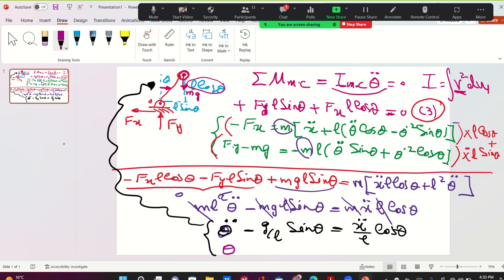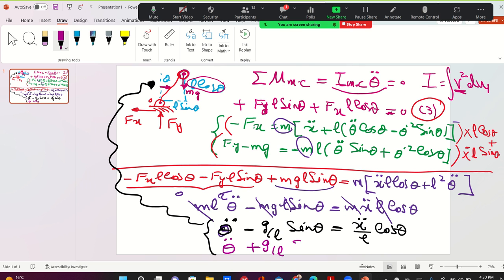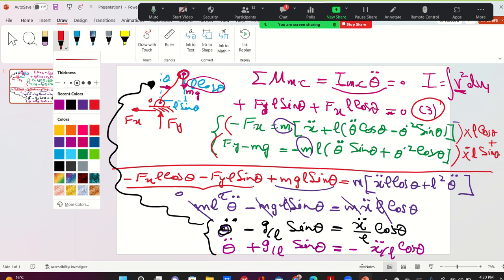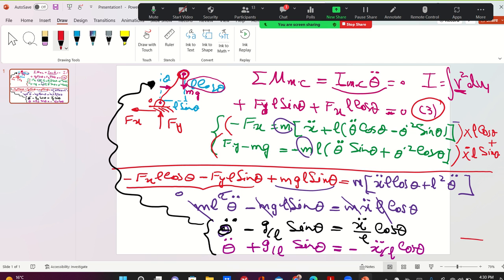Was theta double dot plus G over L sine theta equal to, what was the right hand side? Great. This is the whole story I want to make. This was for the moving pendulum. Here was moving. Okay, that's the take-home message. What I only want to discuss are these two.